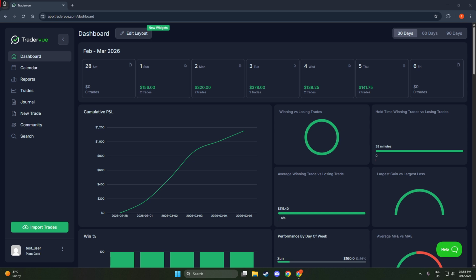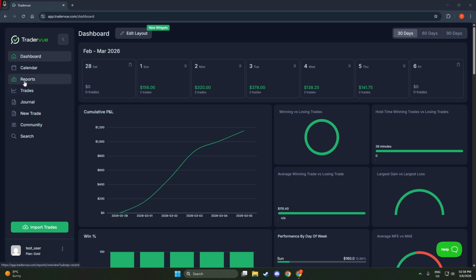First, start by logging in to Tradervue the same way you normally do. It helps if your recent trades are already imported and your time zone and trading sessions are set correctly, since duration is based on when trades open and close.